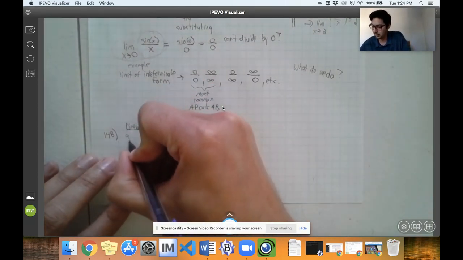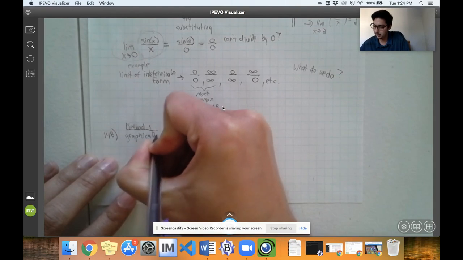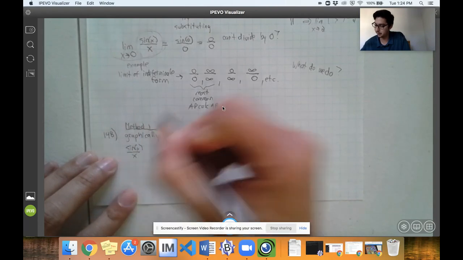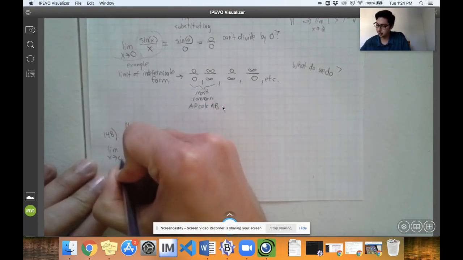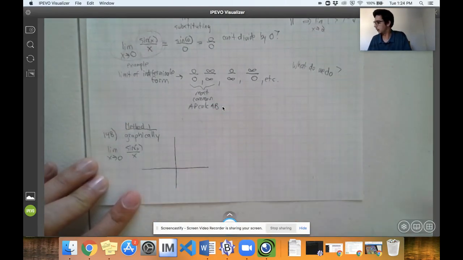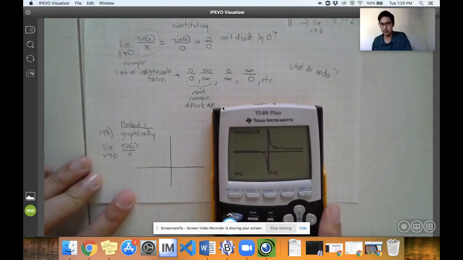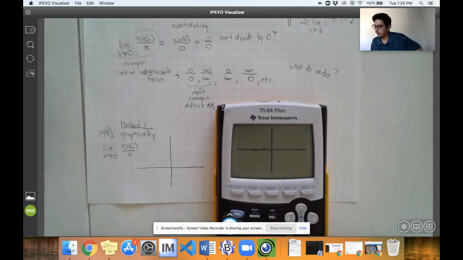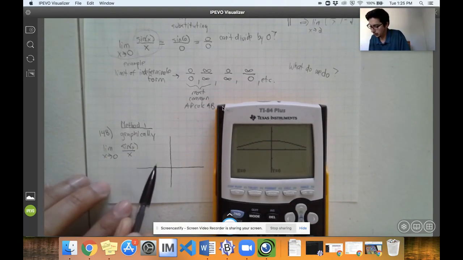So method 1, let's look at it graphically. We're going to do, in our calculator, sine of x over x, and we want to see what the limit is as x approaches 0. I'll bring over my calculator. Let's do sine of x divided by x. Hit graph. You can see it looks something like that. I'm going to zoom in to get a better idea.